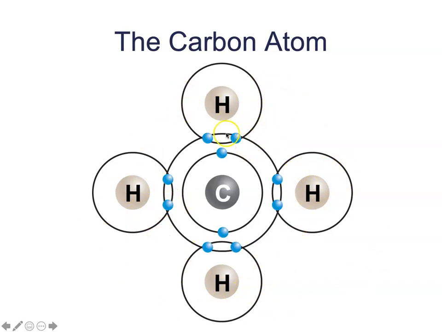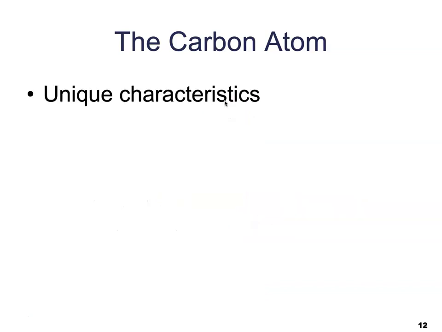In each one of these cases, that pair of electrons is going to orbit around both the carbon and the hydrogen, forming that bond. And in this way, both atoms are able to have a happy or filled valence shell. So the carbon atom has a couple of unique characteristics.